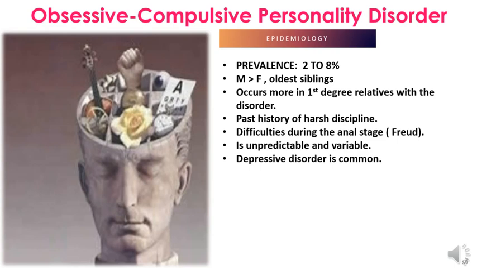DSM-5 reports an estimated prevalence ranging from 2 to 8%. It is more common in men than in women and is diagnosed most often in oldest siblings. The disorder also occurs more frequently in first-degree biological relatives of persons with the disorder than in the general population. Patients often have backgrounds characterized by harsh discipline. Freud hypothesized that the disorder is associated with difficulties in the anal stage of psychosexual development, generally around the age of 2 years, but various studies have failed to validate this theory.